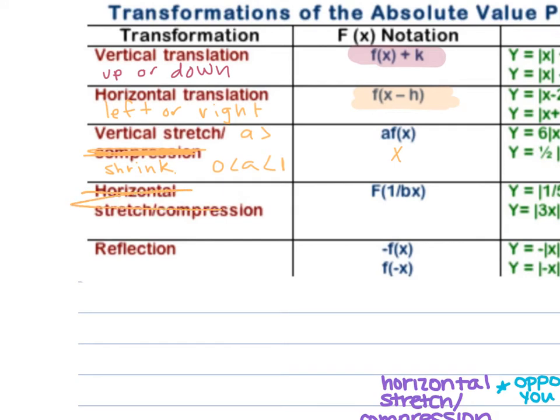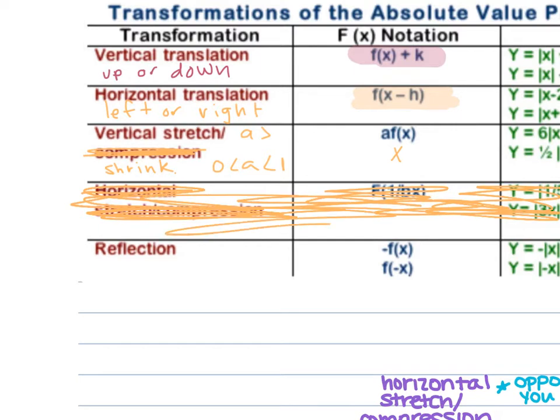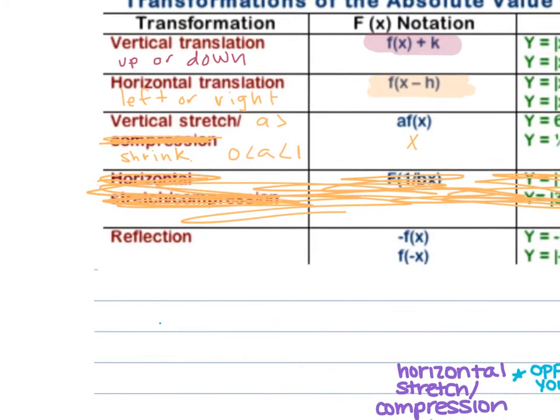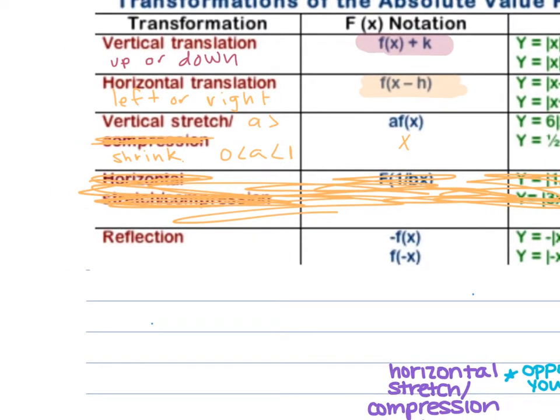We're going to skip horizontal stretch and compression for now, so you guys can just cross out that whole row. And then lastly, we have a reflection. If x is being multiplied by a negative number, and that negative is outside the parentheses, it's a reflection on the x-axis. So if it's outside, it's a reflection on the x-axis. If it's inside, it's on the y-axis.